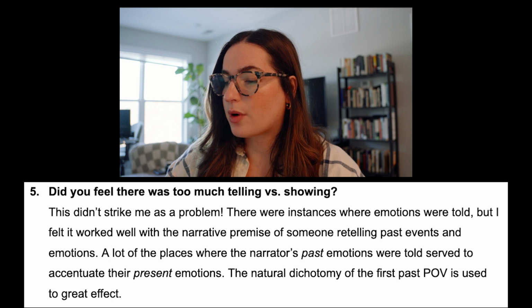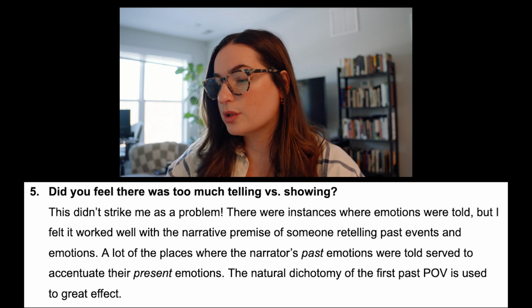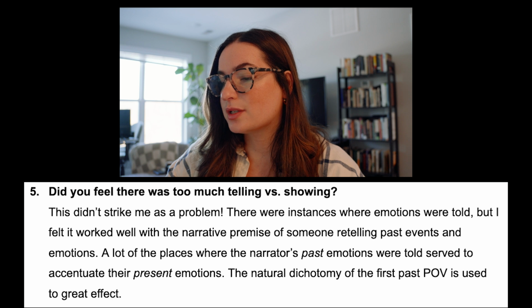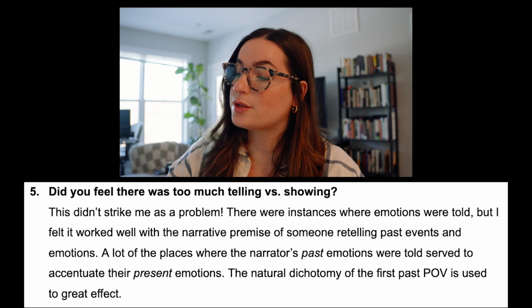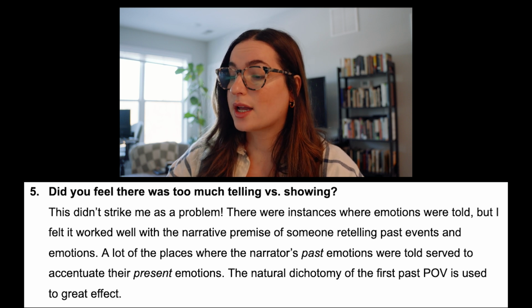This didn't strike me as a problem. There were instances where emotions were told, but I felt it worked with the narrative premise of someone retelling past events and emotions. A lot of the places where the narrator's past emotions were told served to accentuate their present emotions. The natural dichotomy of first person past POV is used to great effect.